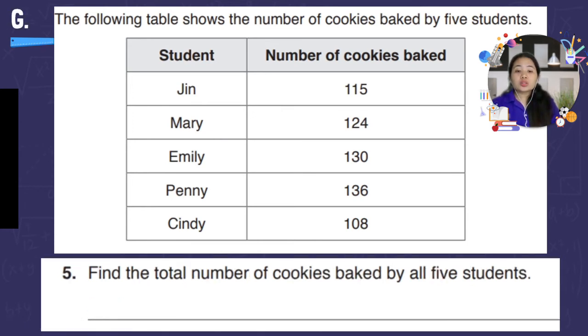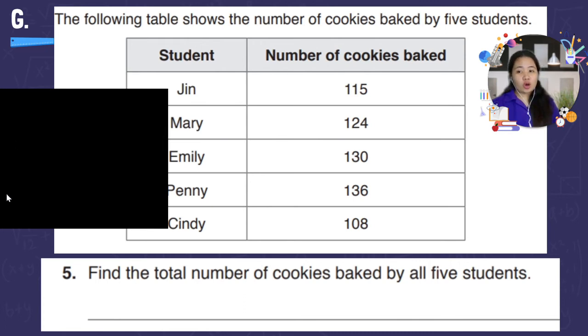Then next question, number 5. Find the total number of cookies baked by all 5 students. So we have to count everything. This will be long, so let's add.